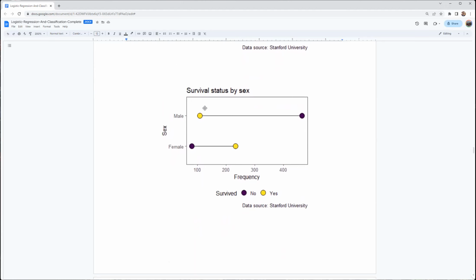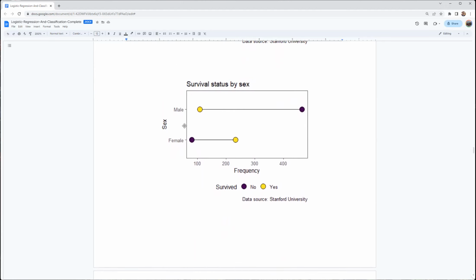Because as we see here, whether the passenger was male or female also looks like it has an effect on the probability of survival, right? And again, this is real data. This is actual data from the passengers of the Titanic. We see here that the number of males who died is very large relative to the number who survived. Guys did not have much of a chance, right?